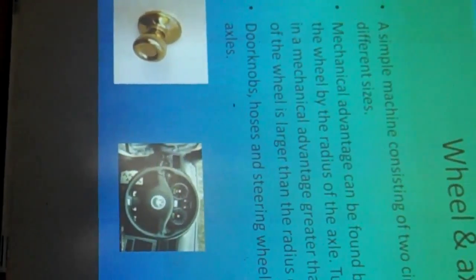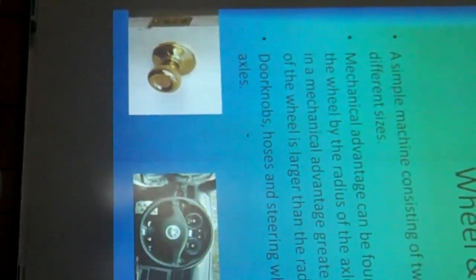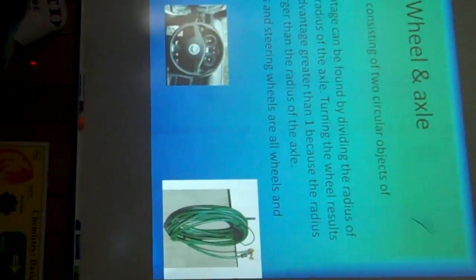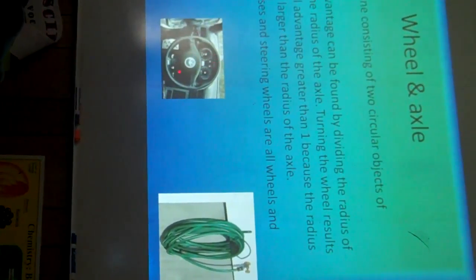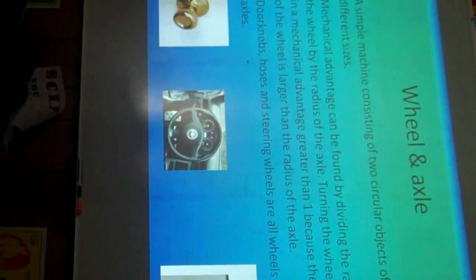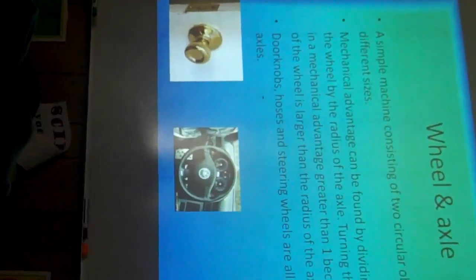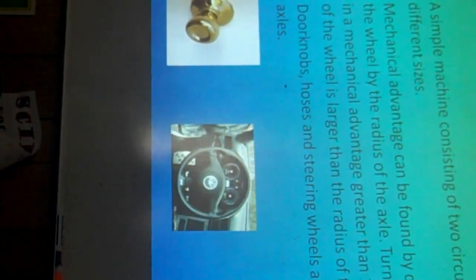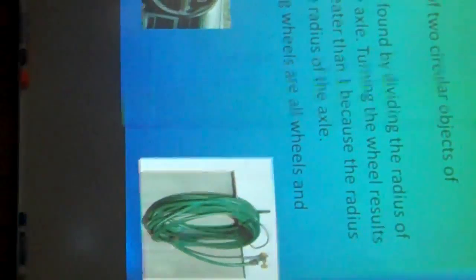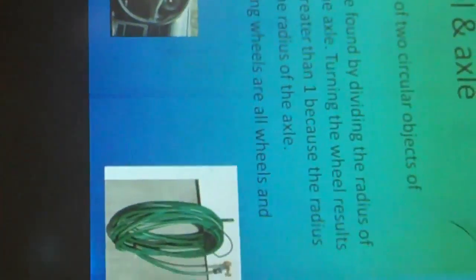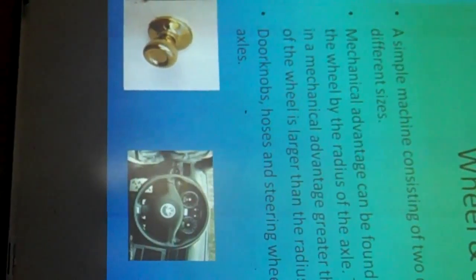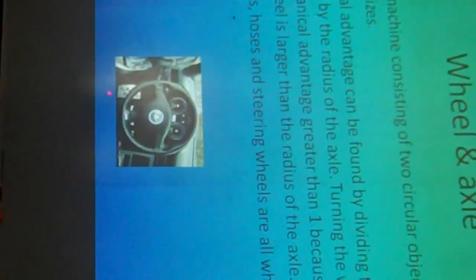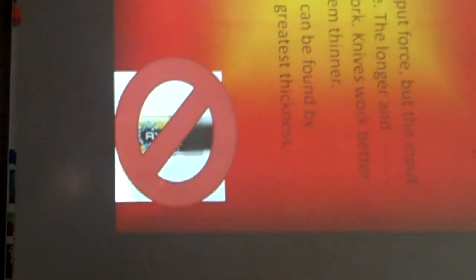Wheel and axle, a simple machine consisting of 2 circular objects of different sizes. Mechanical advantage can be found by dividing the radius of the wheel by the radius of the axle. A little VW buck sign, wherever it is. Turning the wheel results in a mechanical advantage greater than 1 because the radius of the wheel is greater than the radius of the axle. Doorknobs, hoses, and steering wheels are all wheels and axles.